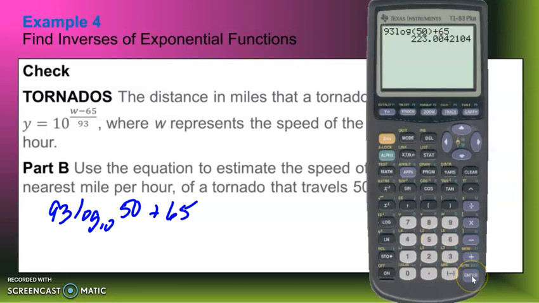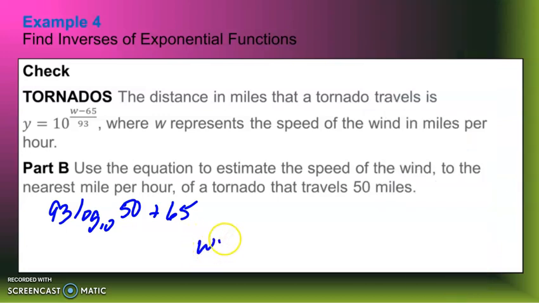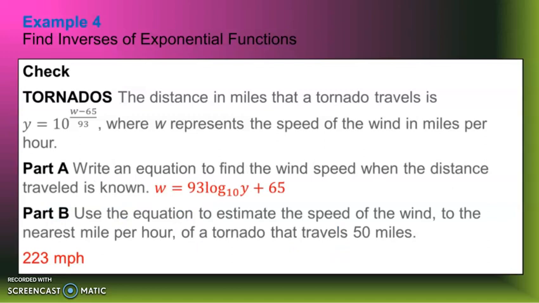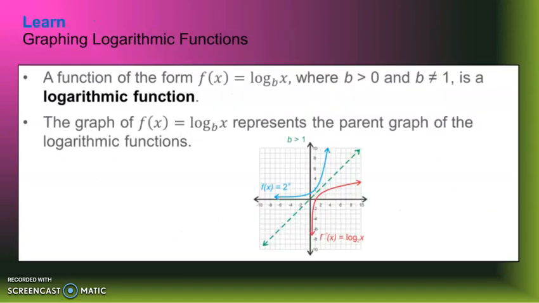If we hit enter, it gives us 223.0042104. Now, if we're going to round it to the nearest mile per hour, we would just say the wind speed would be roughly 223 miles per hour. Moving on to our next part.